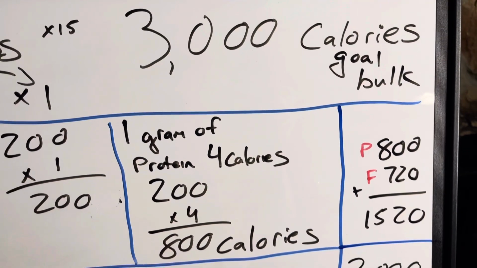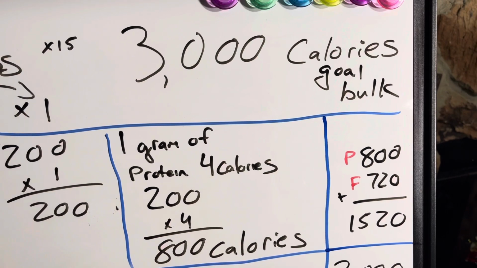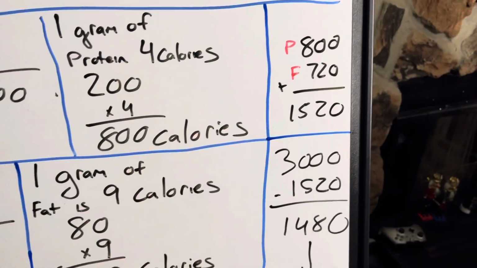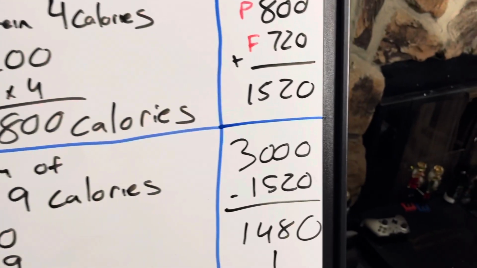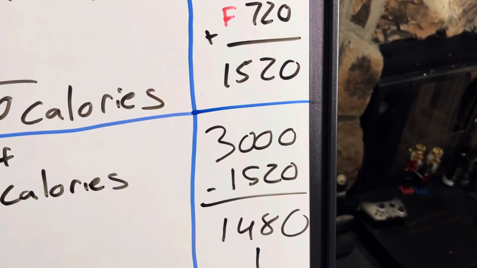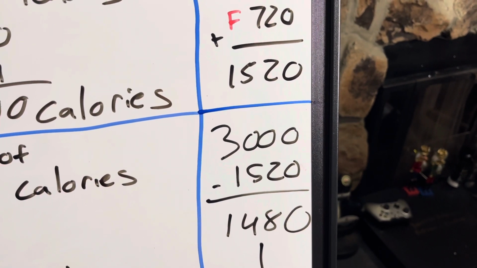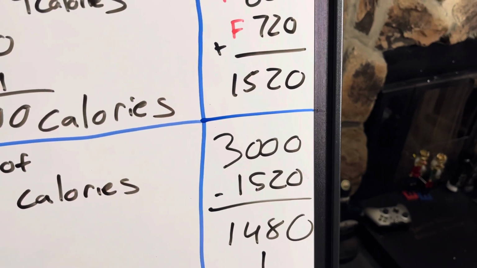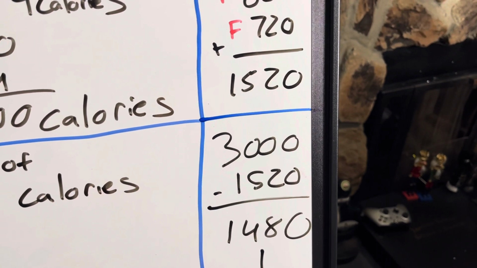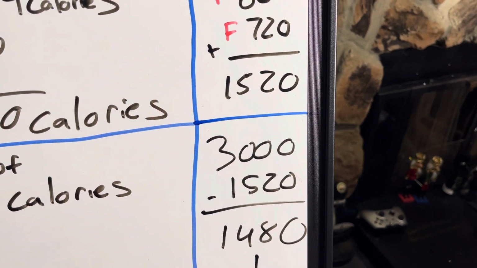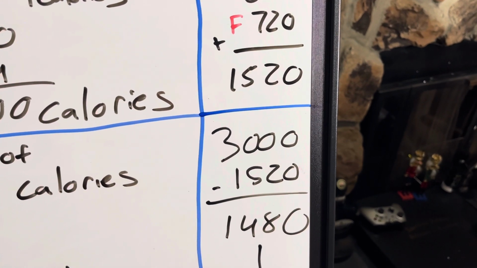You just subtract that from 3,000. So 3,000 minus 1,520 gives you 1,480. And the leftover calorie, that's the calorie for how much carbohydrates they'll be eating.